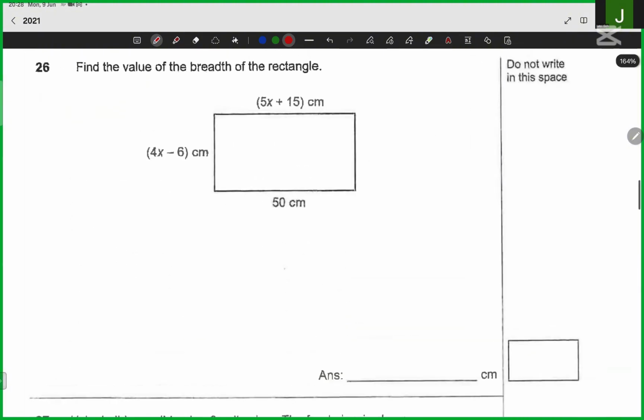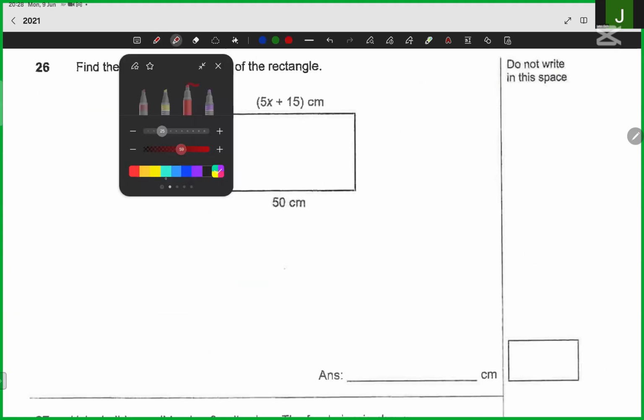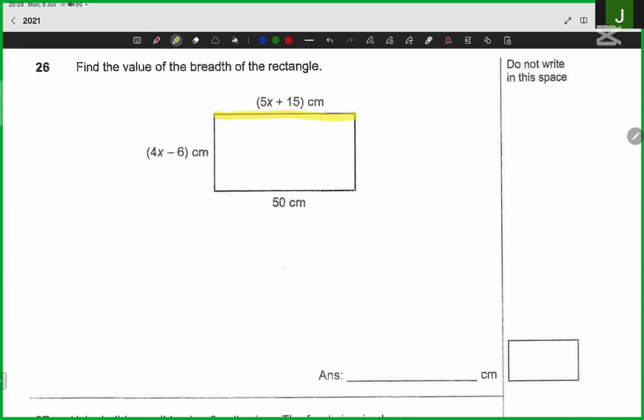Okay, 26. Find the breadth of the rectangle. Okay, this is the length. This is the breadth. Right? Okay, and then what do we see down here? 5x plus 15 is the length, but the length is also 50. But this is a rectangle, so the length must be the same. So that means 5x plus 15 must be equal to 50.